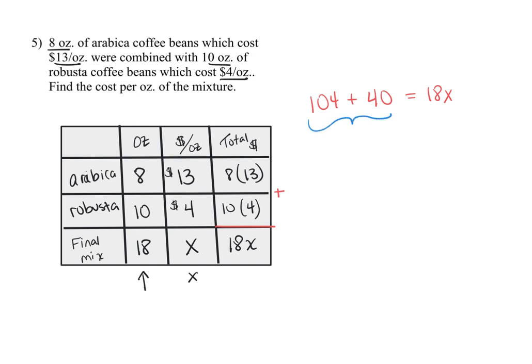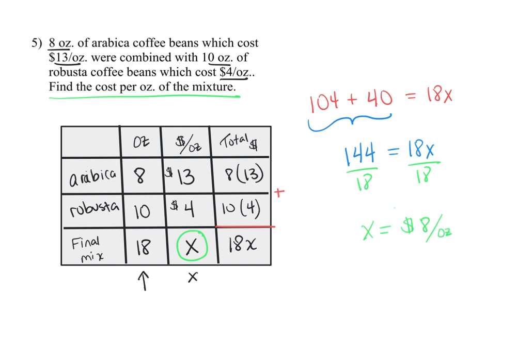What do I do on this left-hand side? I'm going to add 104 plus 40 is 144. How do I solve for x? Divide by 18. What is 144 divided by 18? 8. It is 8. Go find what that represented. That represented the cost per ounce of your mixture. Is that what they were asking? Yes, it was. We are done.